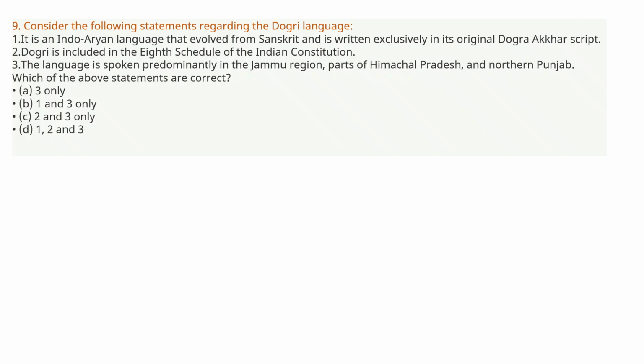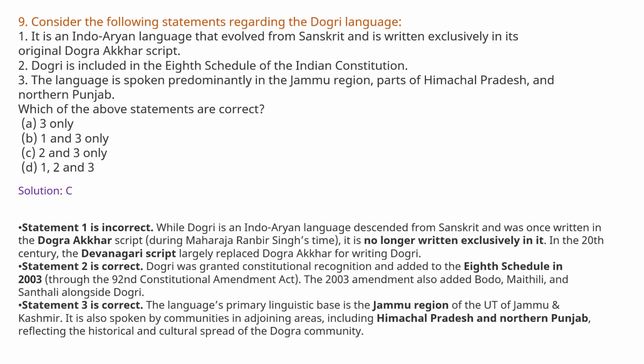Question number 9. Consider the following statements regarding Dogri language. Statement 1: It is an Indo-Aryan language that evolved from Sanskrit and is written exclusively in its original Dogra Akshar script. Statement 2: Dogri is included in the 8th Schedule of the Indian Constitution. Statement 3: The language is spoken predominantly in the Jammu region, parts of Himachal Pradesh and northern Punjab. So the correct answer for this question is option C, that is 2 and 3.